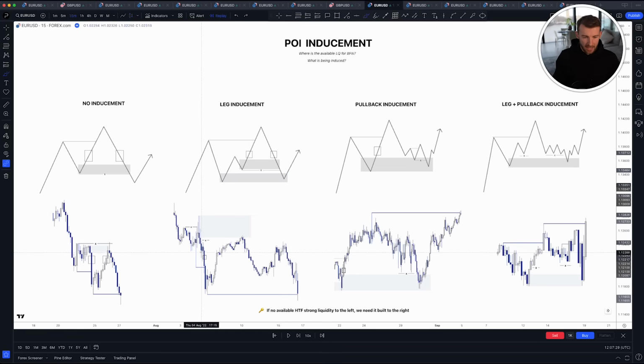Okay, we can see that here. This zone down here had no liquidity to the left, nothing built to the right. So that ends up inducing buy side liquidity for the extreme POI. That's the one that holds. And there we go.